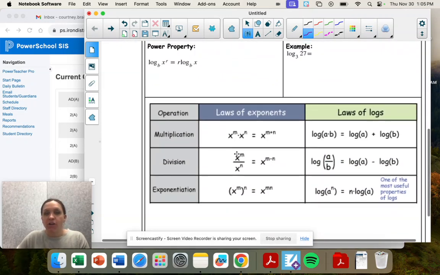So down here's a chart. Our law of exponents is we add the bases. And remember, exponents and logs go together. So when we're multiplying 2 numbers within a log, we can actually separate them with multiplication.